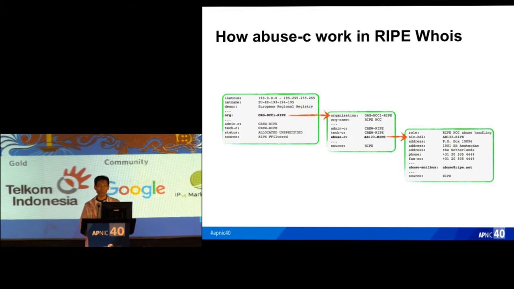This graph shows you how the abuse-c was introduced to the database and how it works. They have an inetnum object linked with an organisation object. The organisation object has the abuse-c attribute, which connects to a role object, and the role object has the abuse mailbox. So it works a little bit differently compared to APNIC Whois, because the policy is different. So our Whois will be a bit different from RIPE NCC Whois.